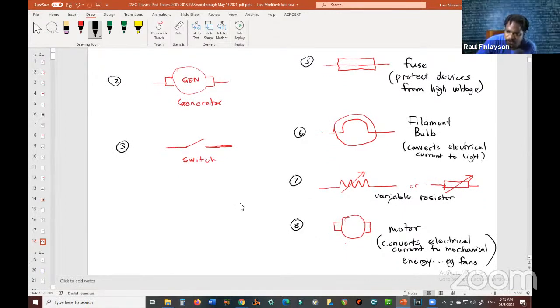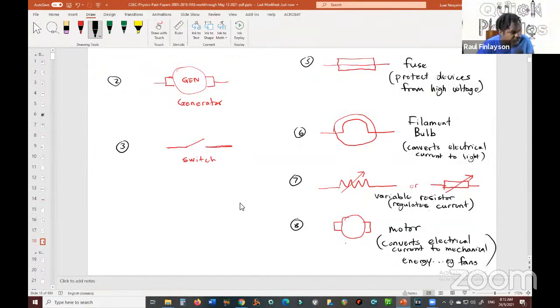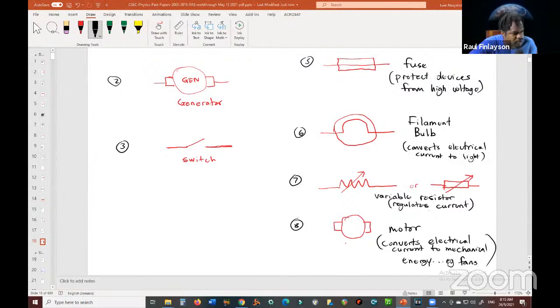By the way, the variable resistor actually regulates current. So for example, in an iron, if you guys know how the iron works, you have different levels you can set the iron to depending on how hot it needs to be. And that's what a variable resistor does, just like that knob that you spin. All right, so that's basically it.